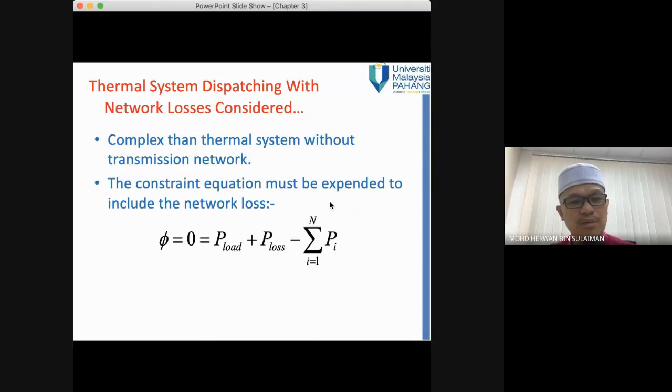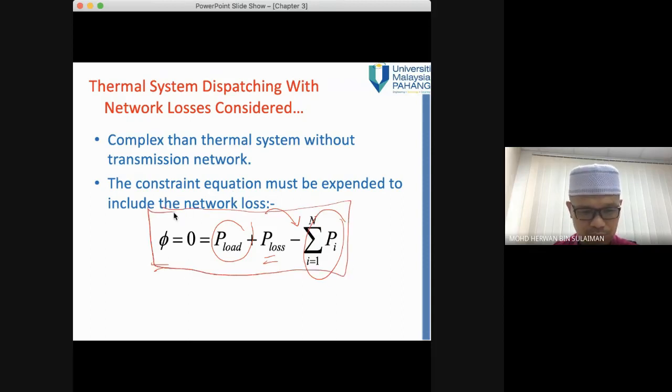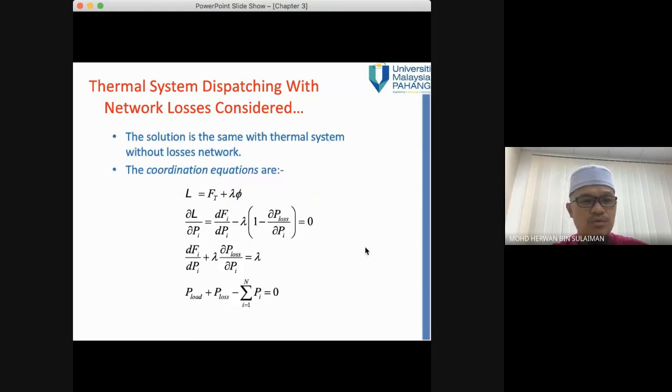So if you remember, our equality constraint yesterday was phi equals 0, equals P load minus the summation of the generators, right? So today we will include the losses. So this is the real equality constraint that we consider in our solution. Okay. So from here, we can apply our Lagrange function.